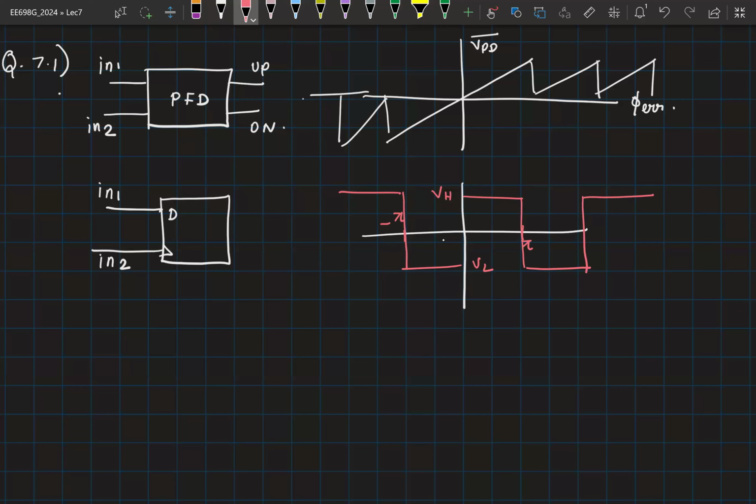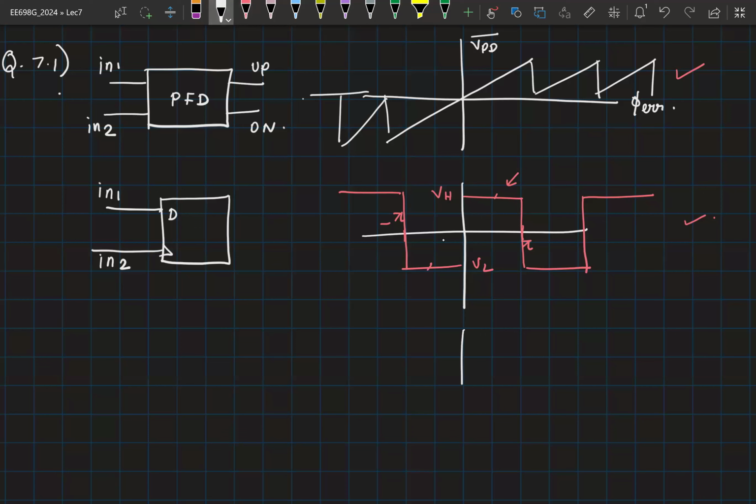Okay. So one thing we like about the top curve is that for all positive phase errors, VPD average is positive. One thing we like about the bottom curve is that if I simply wanted to make a quick decision whether it is positive phase error or negative phase error, it is directly giving you a logic one or the equivalent of logic zero, right?